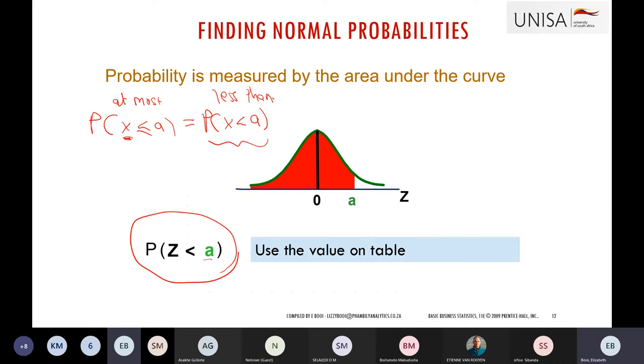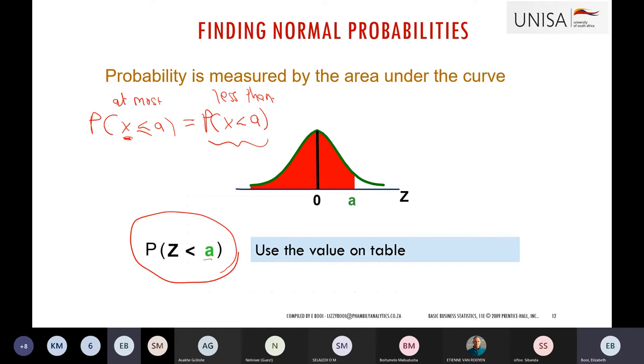The table has two sides. I need to make this clear. The table has the positive side of Z and the negative side of Z. Both the negative side and the positive side are probabilities of less than, whether you are finding it on the negative side of the table or on the positive side of the table. Every time you see those probabilities on the table, always remember that all of them are probabilities of a less than. What does that mean?